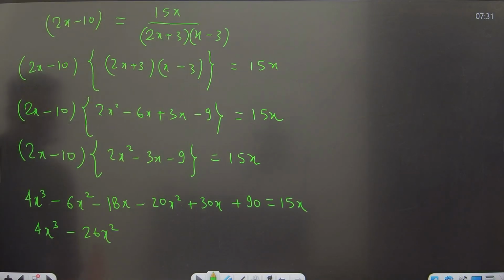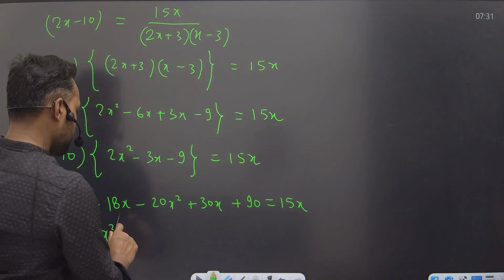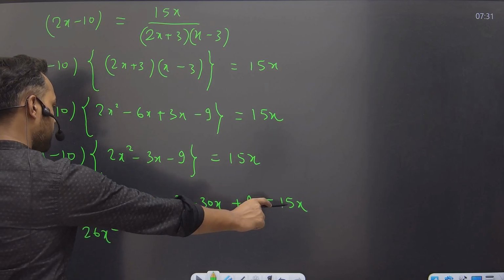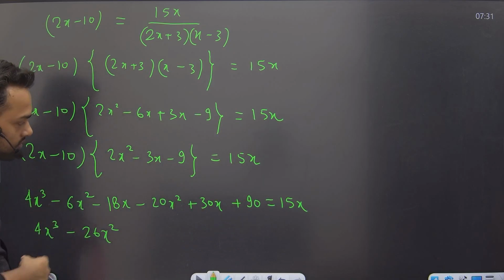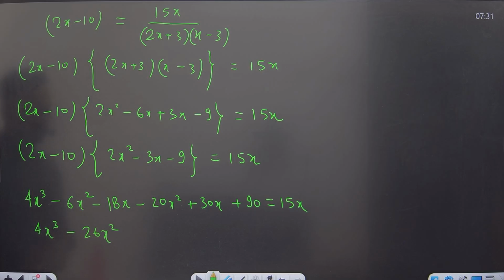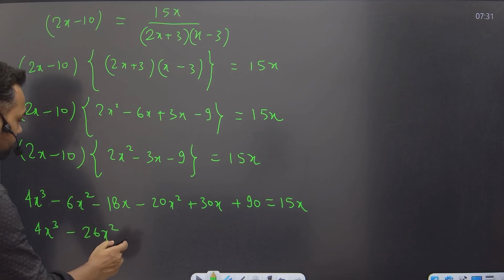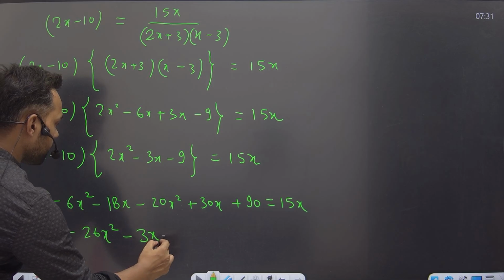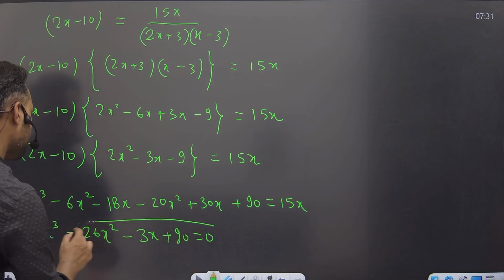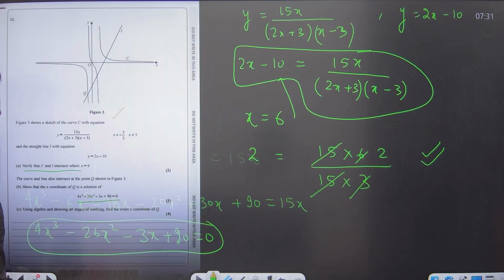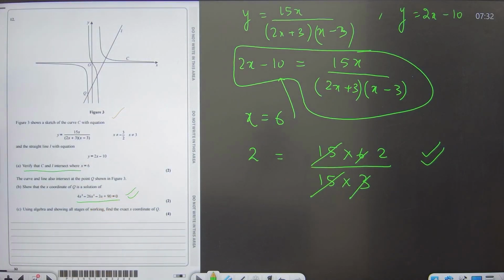Okay, we are getting it. Now negative of 18x plus 30x and negative 15. So the 15 on this side you will transpose to the other side, so you will get 15 plus 15 negative 18, which will be negative 3x plus 90 equals 0. This equation was given in the question. So hence we have proved that the x coordinate of Q is a solution of this particular equation.